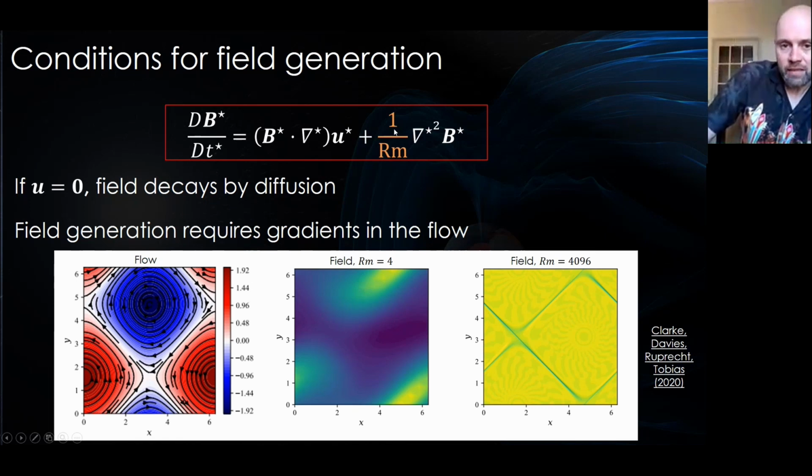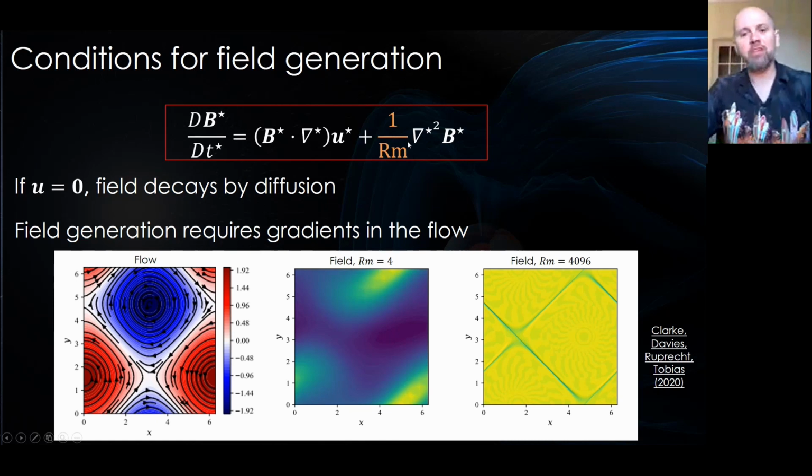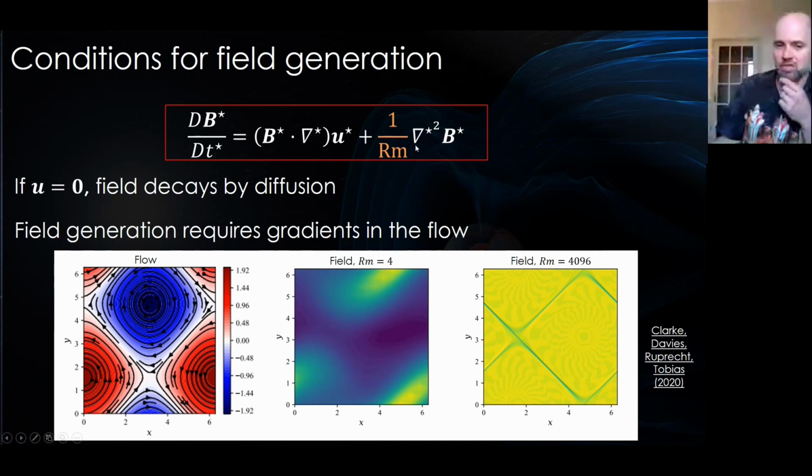And then finally, we've got this factor 1 over Rm. As Rm goes up, the diffusion term becomes smaller, except when it can adopt very, very small length scales. You can still make this term on the right-hand side comparable to the other two if the length scale of the field is small enough. And that's what's being shown here.